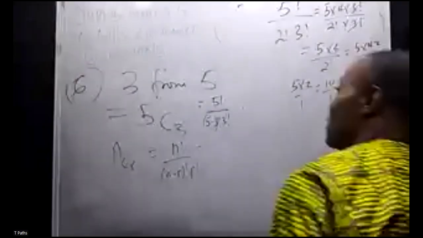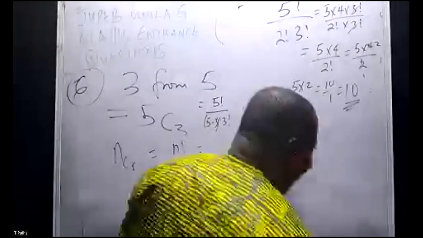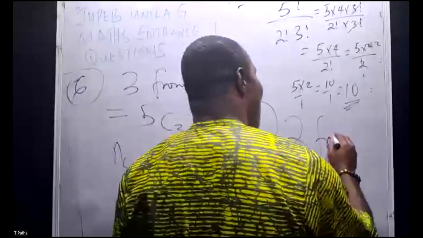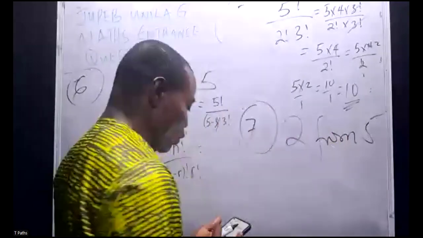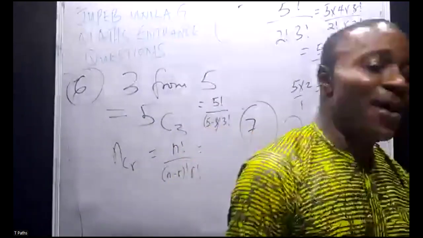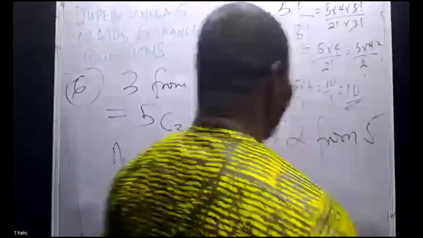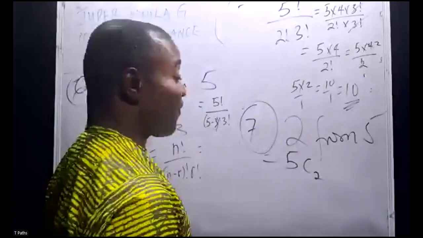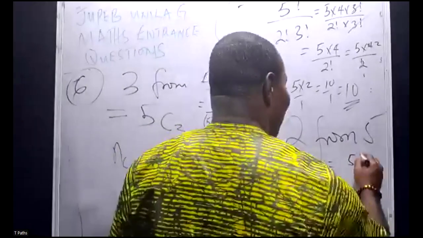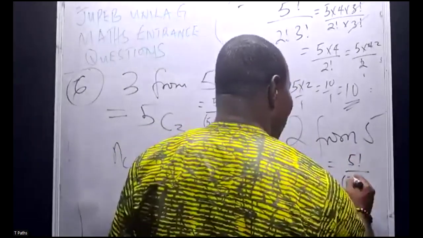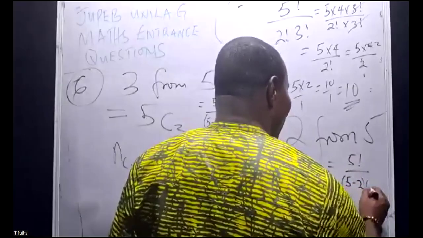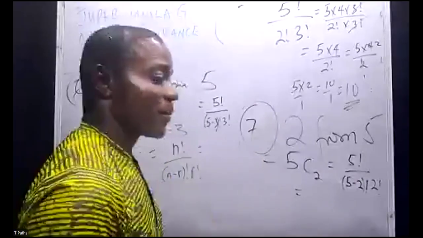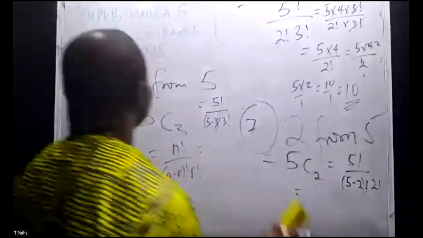All right. So that means we have selection of 2 from 5. 2 students from a total number of 5 students. That is 5 combination 2, which is what? 5 factorial over open bracket 5 minus 2, close bracket factorial, then 2 factorial. So we'll continue here.